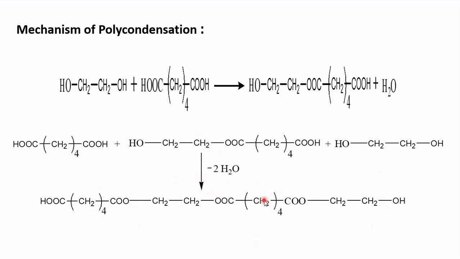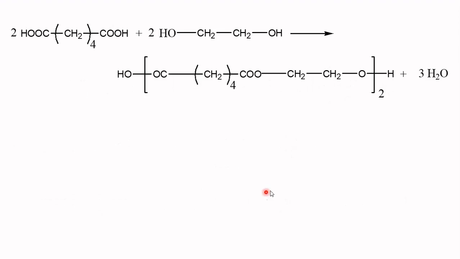So this step can be simply represented like this. Two molecules of adipic acid combine with two molecules of ethylene glycol and give this molecule. If more quantities of ethylene glycol and adipic acid are made available, it is capable of forming even a bigger molecule.